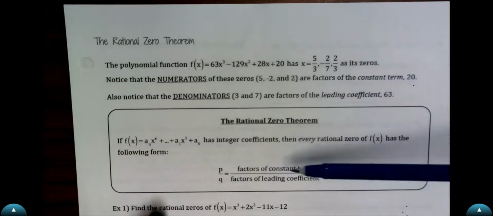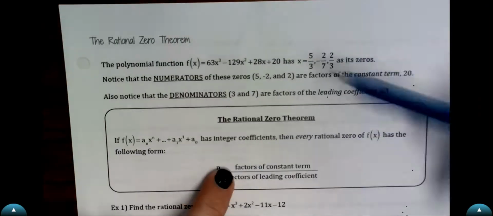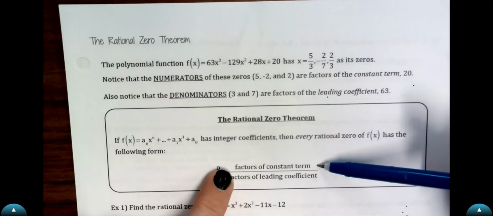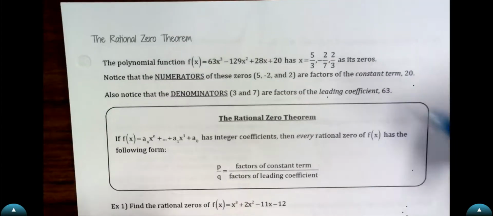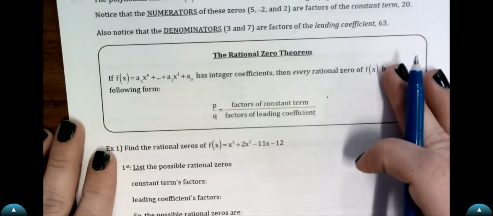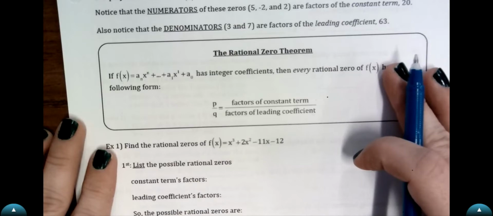So you're going to list P over Q, which is the factors of your constant term, that C term at the end, and the factors of the leading coefficient. And then we're going to make some fractions and simplify them down. So if you hate fractions, I'm sorry.